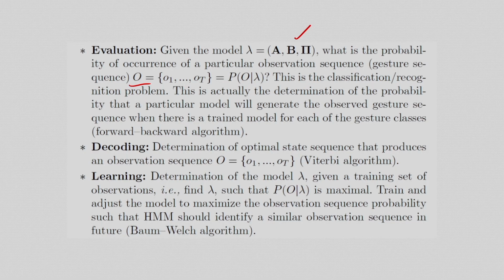This is the determination of the probability that a particular model will generate the observed gesture sequence when there is a trained model for each of the gesture classes. This can be obtained by the forward backward algorithm. I am not explaining this algorithm, so you can see the research papers on this. The problem is the probability of O given lambda, which is the recognition problem. What is the decoding problem? The decoding problem is the determination of the optimal state sequence that produces an observation sequence. This algorithm is called the Viterbi algorithm.